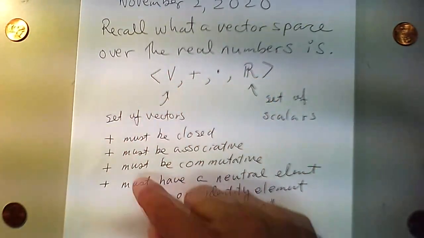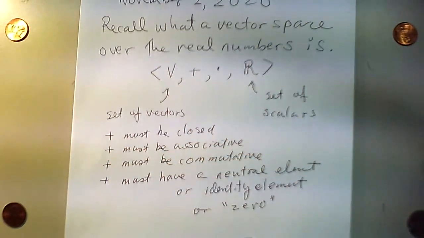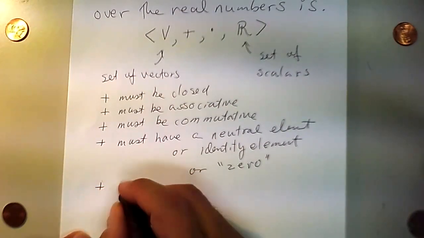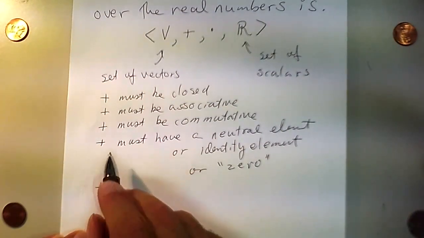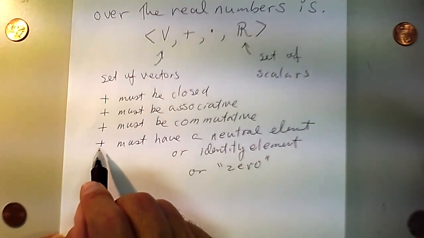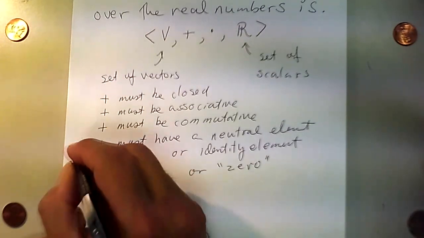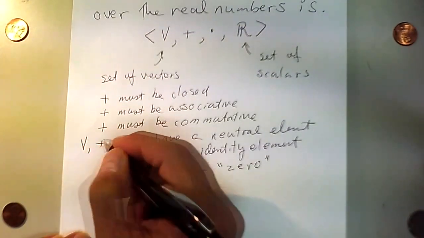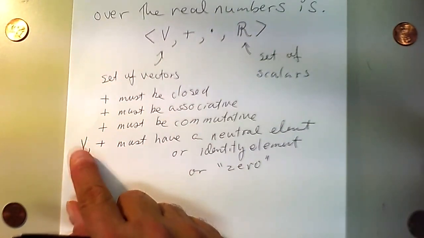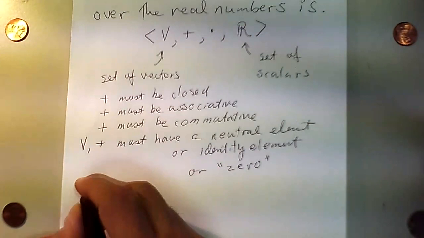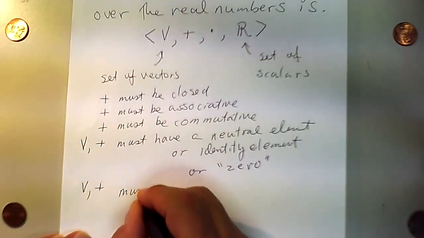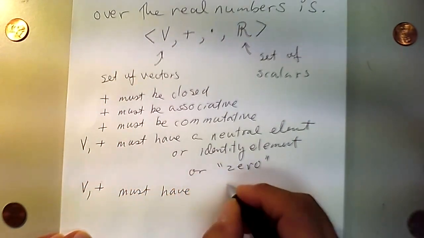Okay, so we got 1, 2, 3, 4, and then every element has to have an opposite. So addition must have. Now, wait a minute. Even though this is a property of addition, it is really V comma plus. So V under plus, V is the one that has the element that is neutral. And V and plus, again, must have opposites.